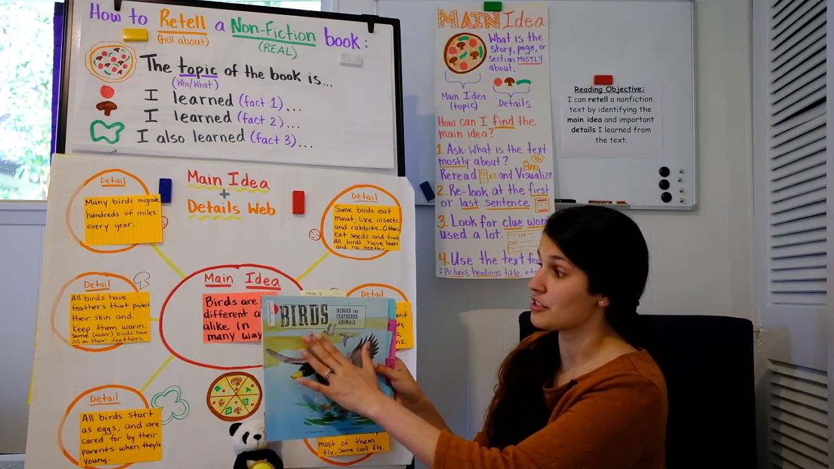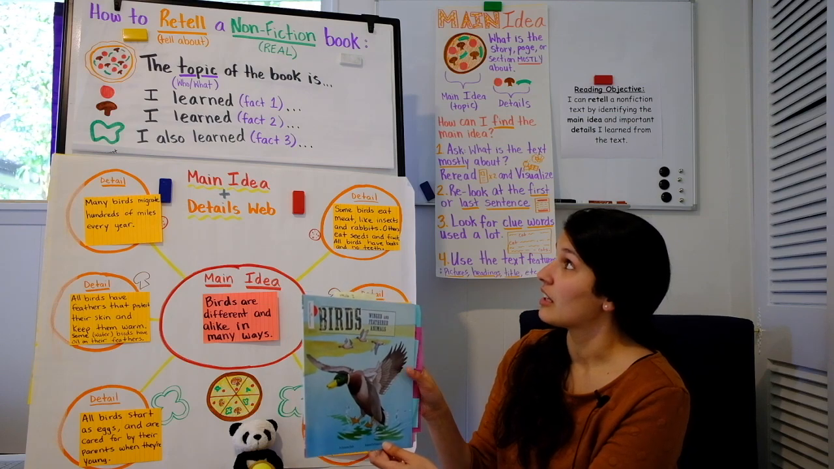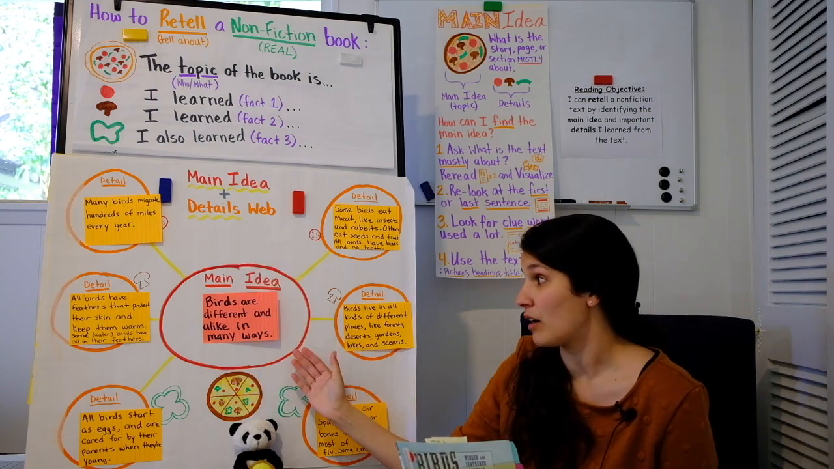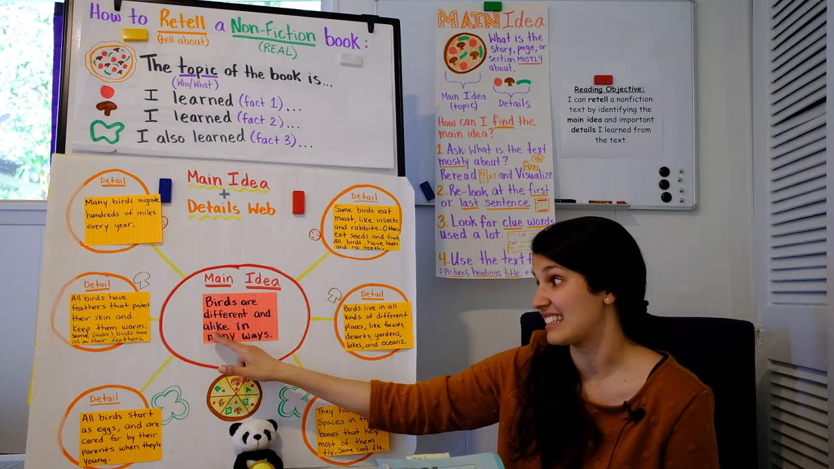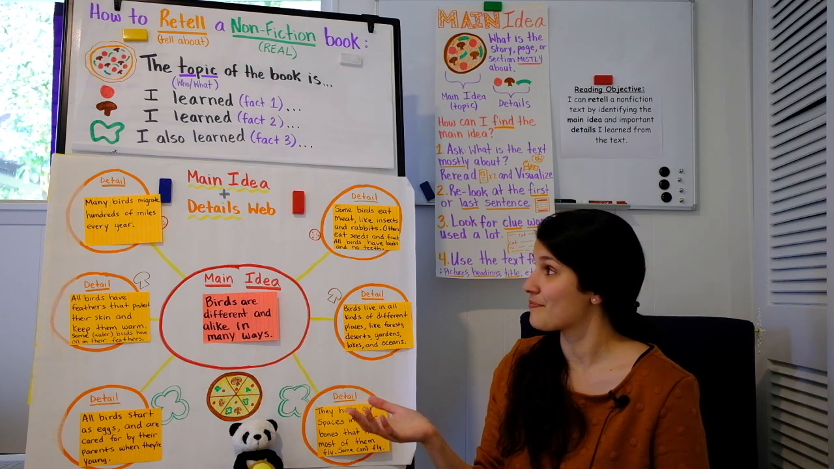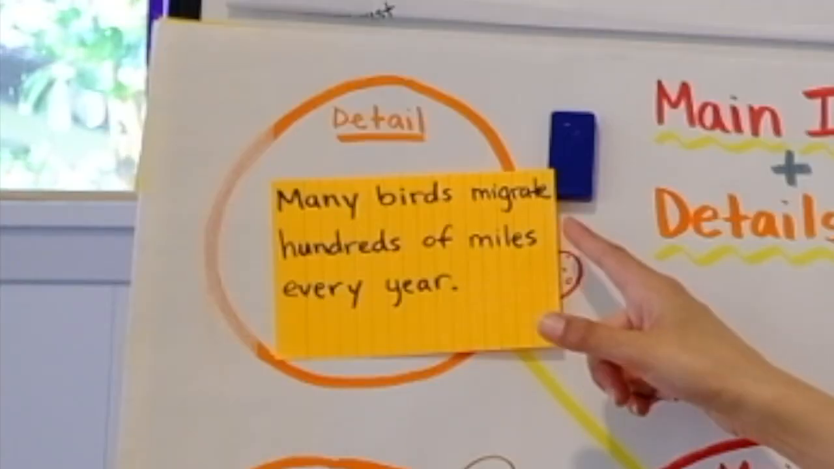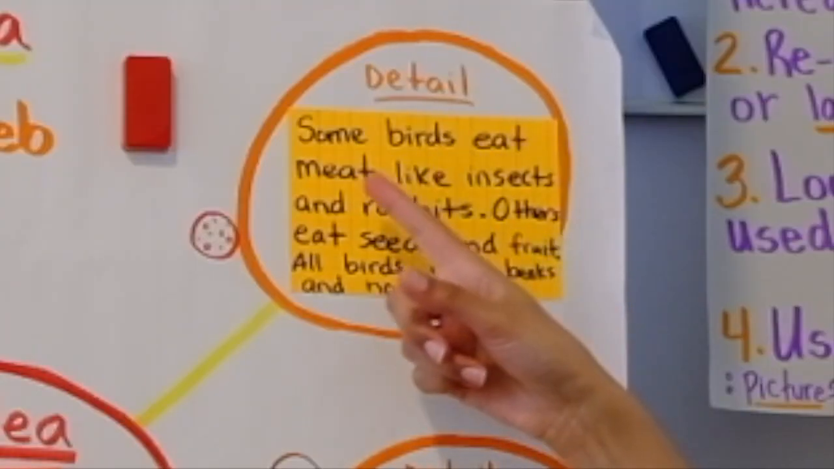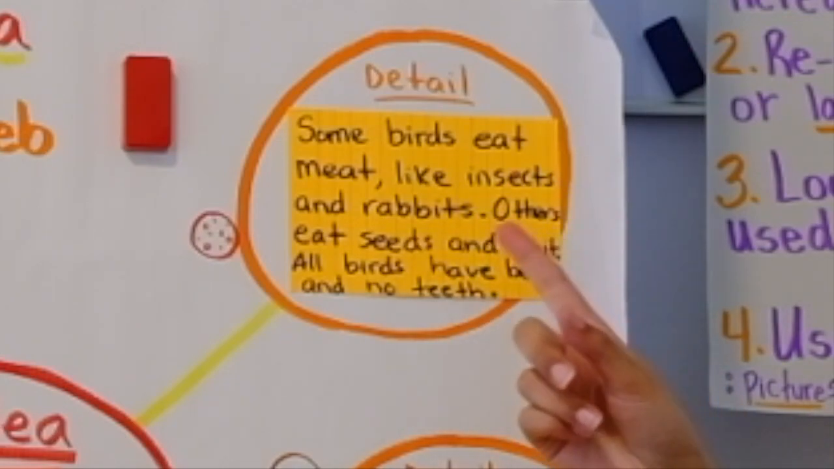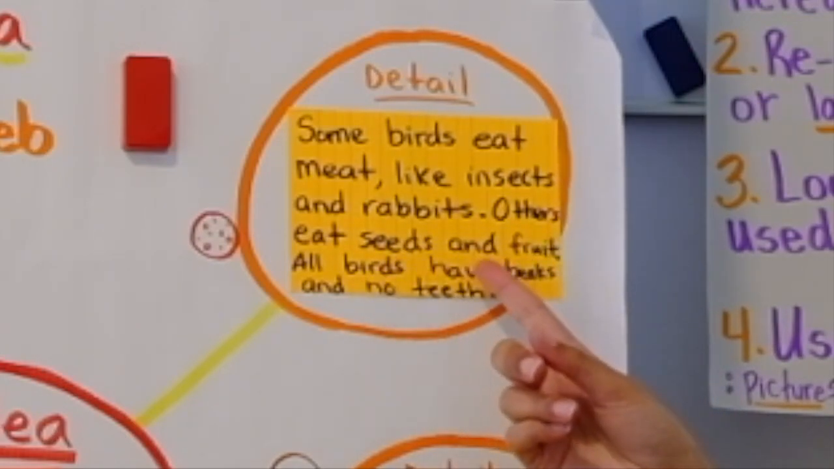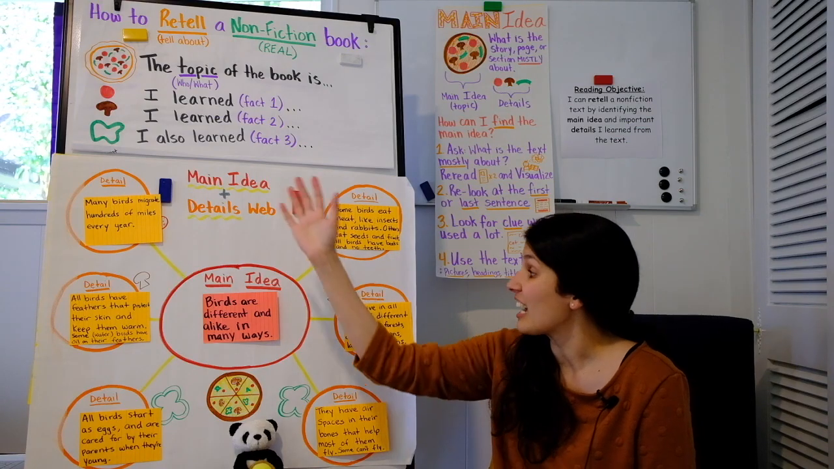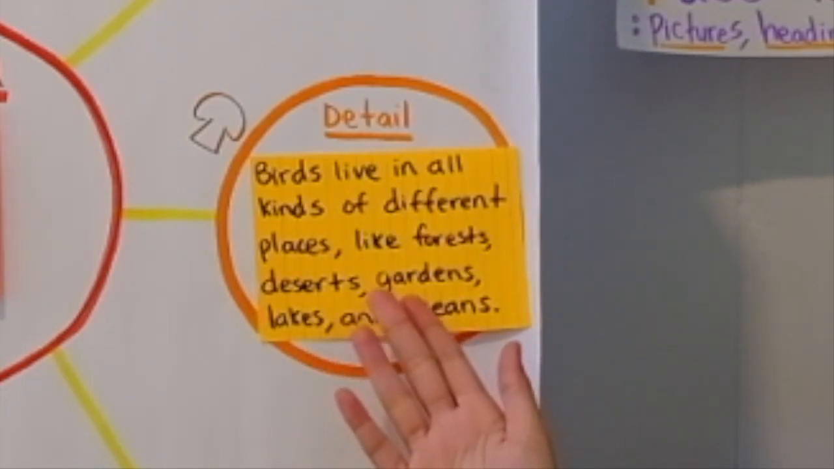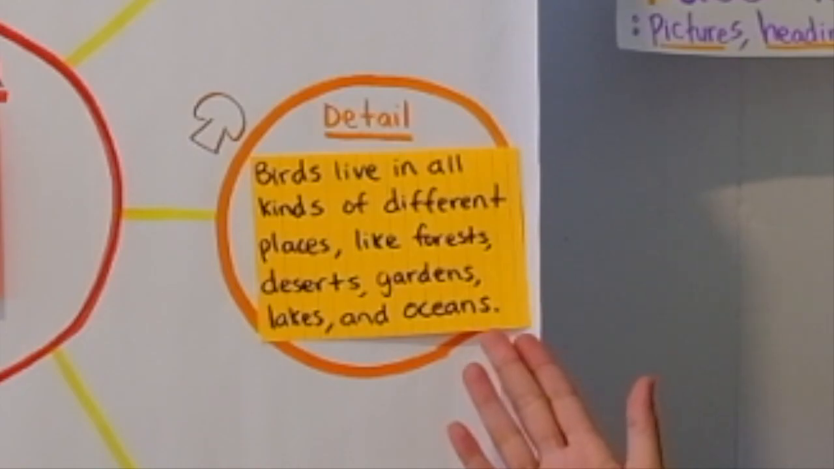The book, Birds, Winged and Feathered Animals. The topic of the book is birds, and it's all about how birds are different and alike in many ways. I learned many birds migrate hundreds of miles every year. I learned some birds eat meat like insects and rabbits, others eat seeds and fruit. All birds have beaks and no teeth. I also learned birds live in all kinds of different places, like forests, deserts, gardens, lakes, and oceans.